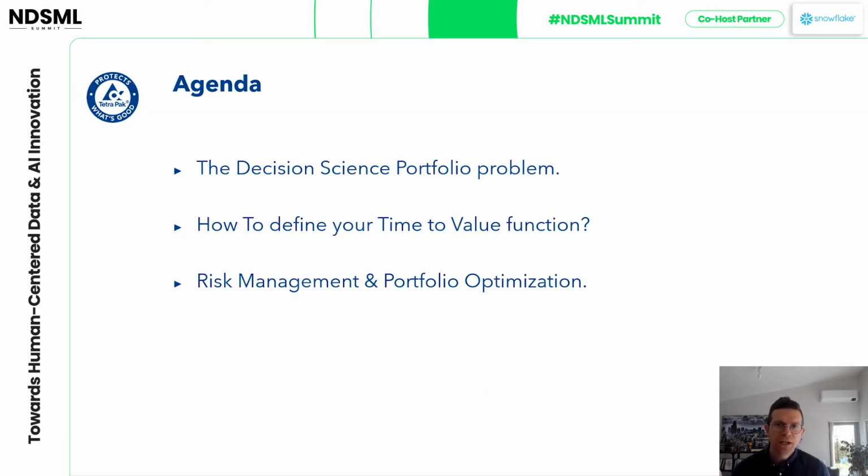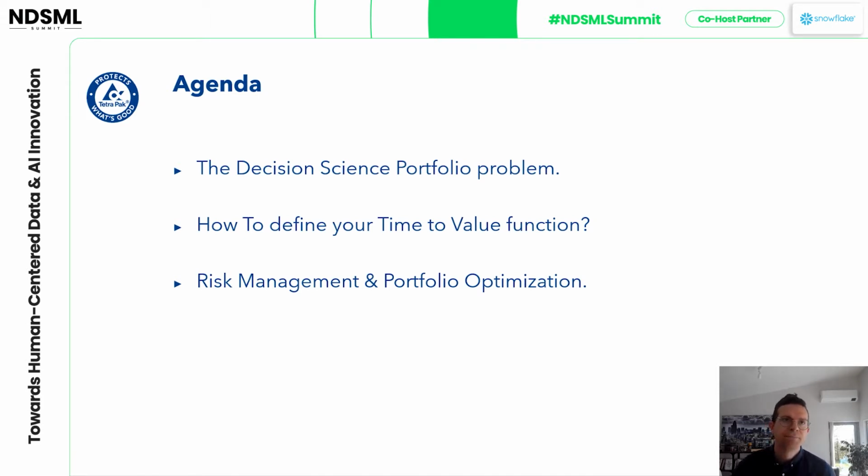So the agenda today is the following. We will start by talking about the decision science portfolio problem, which is about the prioritization of your projects. And we are going to use the analogy of vaccine development. It's a very similar problem to solve. The second element we will talk about is the formulation of the time to value function. I will explain what the key parameters of this function are. And the last one, but not least, we are going to talk about risk management and how to optimize decision making. And I will explain an example with our own portfolio.